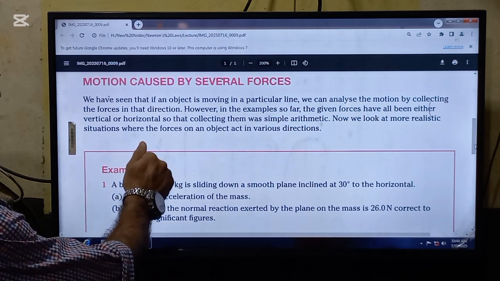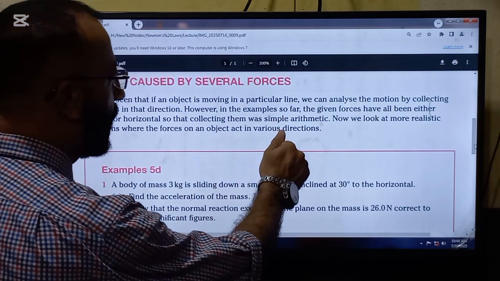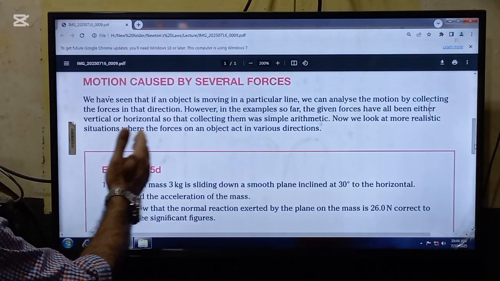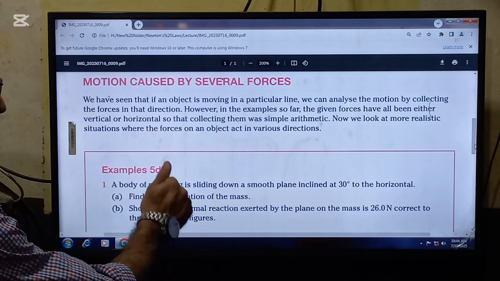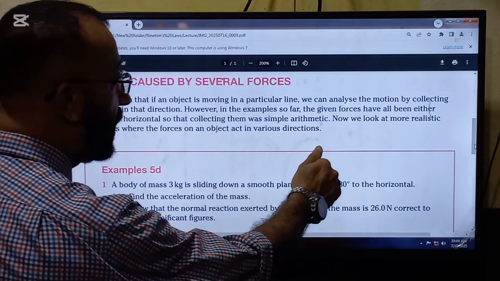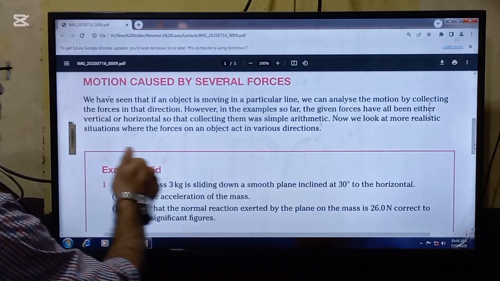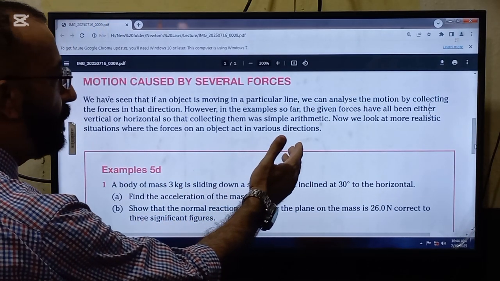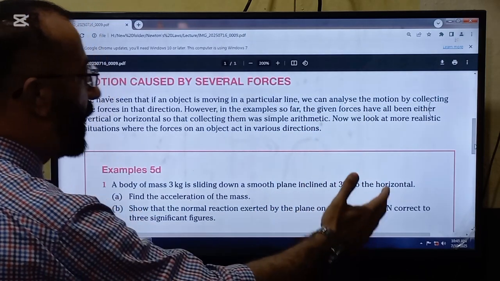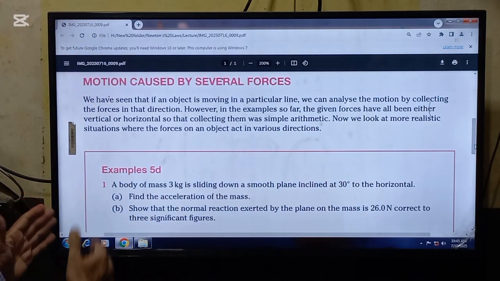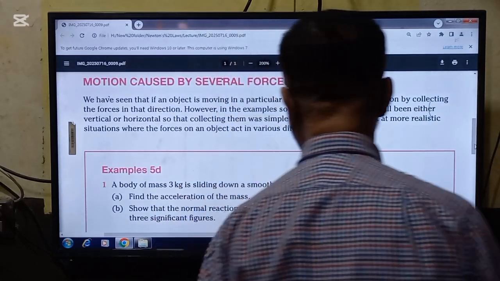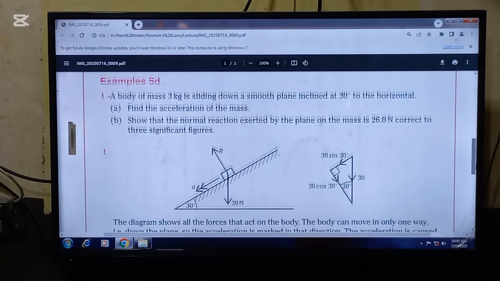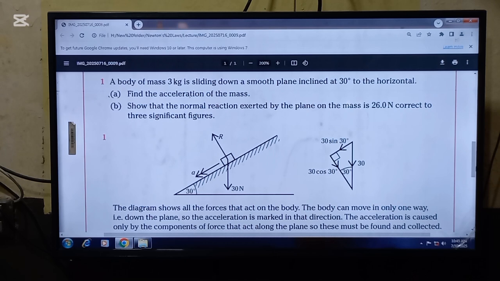We have seen that if an object is moving in a particular line, we can analyze the motion by collecting the forces in that direction. However, in the examples so far, the given forces have all been either vertical or horizontal, so collecting them was simple arithmetic. Now we look at more realistic situations where the forces on an object act in various directions. So here is a question that will make your concepts clearer.